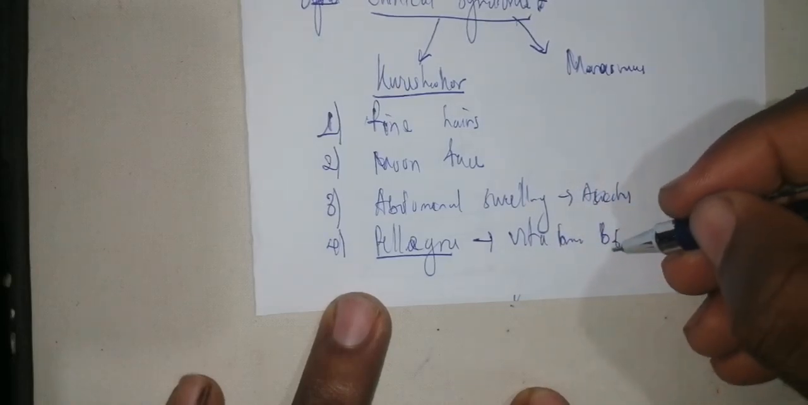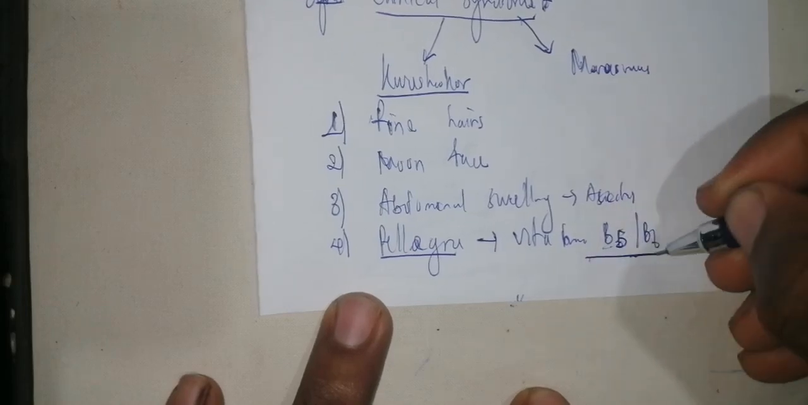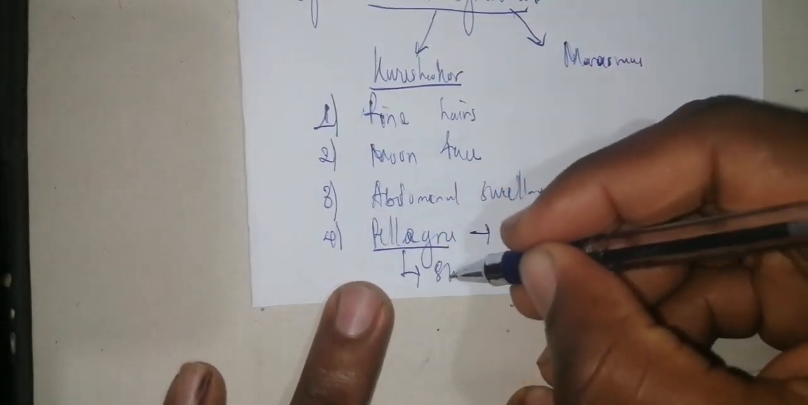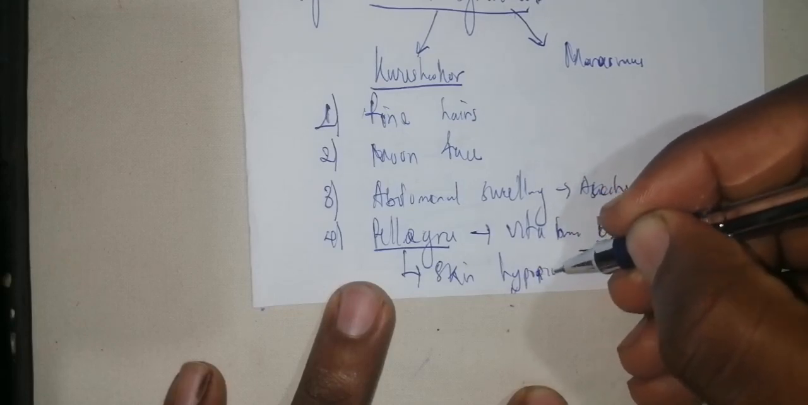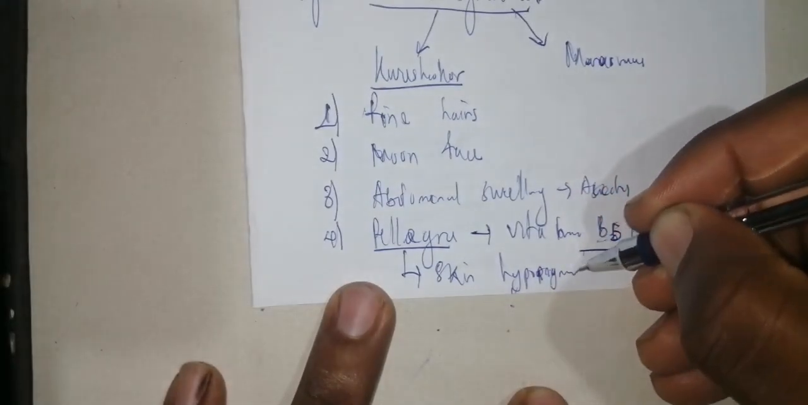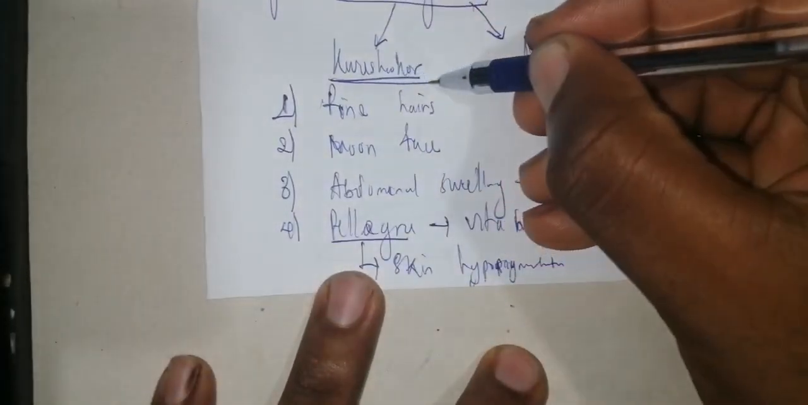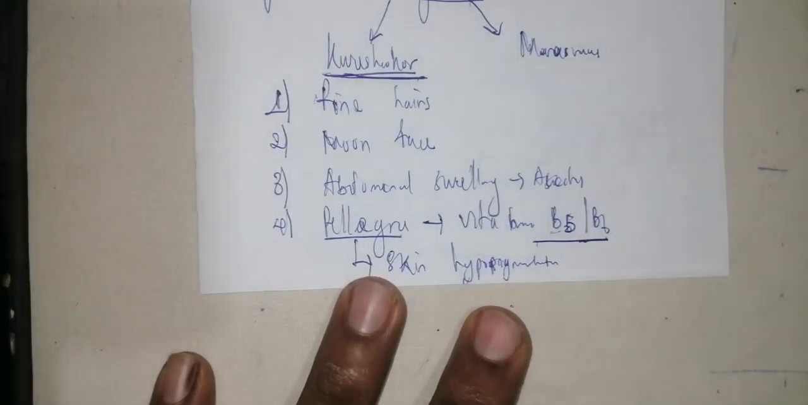Is it clear? When you have a vitamin B5 or B6 deficiency, you have pellagra, and pellagra is actually skin hypopigmentation. So you have patches of skin hypopigmentation that show pellagra. That is actually kwashiorkor. Is it clear? So those are the kwashiorkor syndromes that you're going to see.